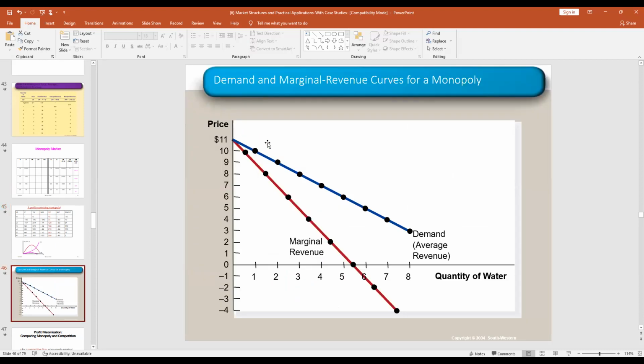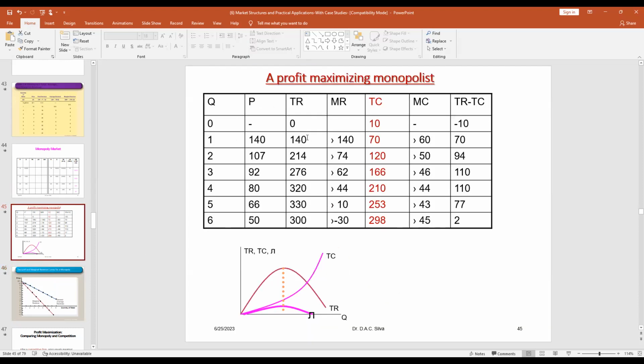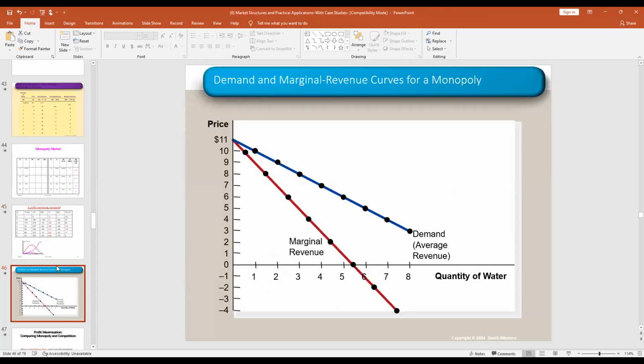You can see this is the monopoly market average revenue curve. This is the monopoly market marginal revenue curve. If you calculate this and draw the curve like this, here, this is actually P equal to AR, right? So TR and MR, if you draw this, you can see the curve goes like this. So this is the basic theory.